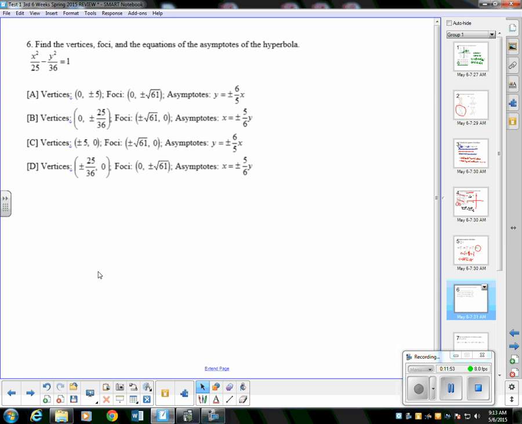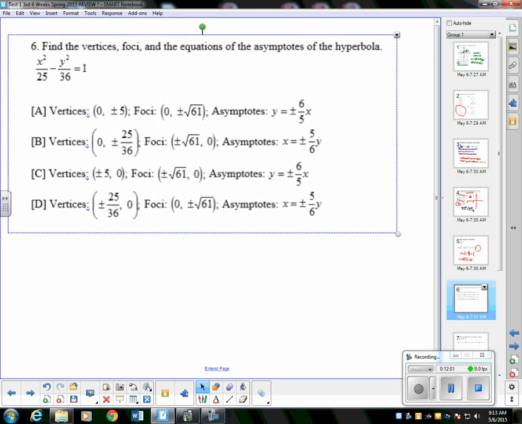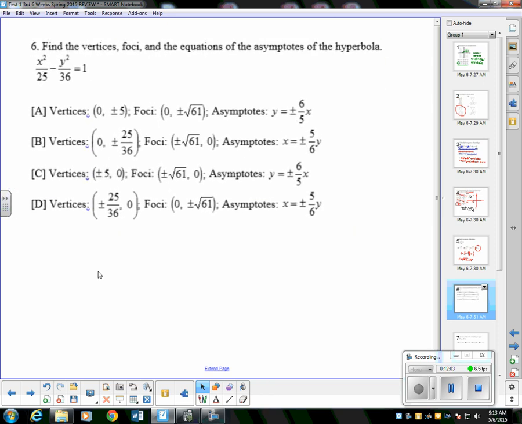All right, now this one's the challenge here. And yeah, you'll have one or two like this. Now, I don't know how well y'all can read it. I'll see if I can make it a little bit bigger. I might have to pull it back down some. Find the vertices, foci, and the equations of the asymptotes of the hyperbola. And you're given the hyperbola as x squared over 25 minus y squared over 36 is equal to 1.